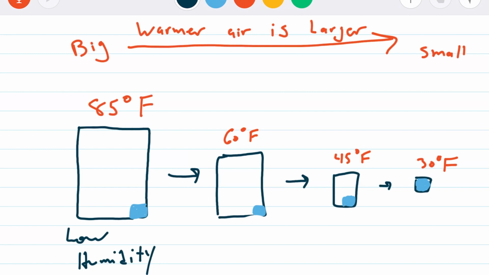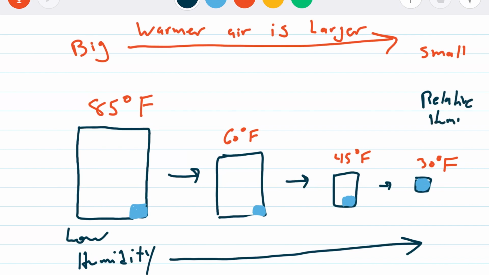As the air shrinks, it's the same amount of water. As the air shrinks, it starts to take up more and more and more space inside of that air until we get to 30 degrees Fahrenheit, which is totally 100% filled with water vapor. So this relative humidity would be at 100%. It's at a total 100%. It's completely filled with water vapor. And this would be a high humidity.